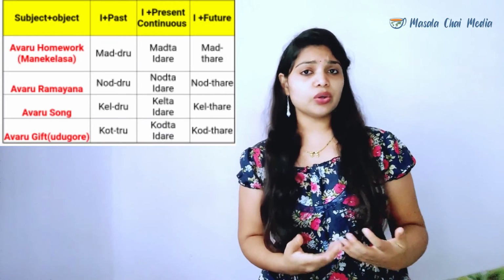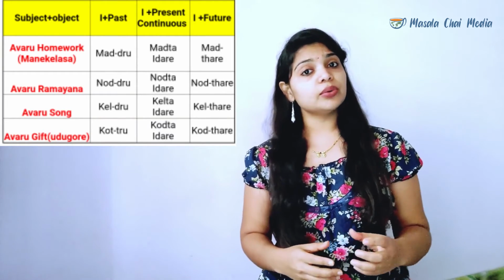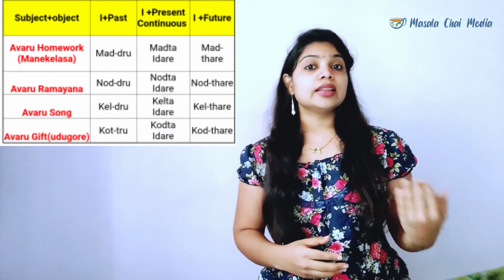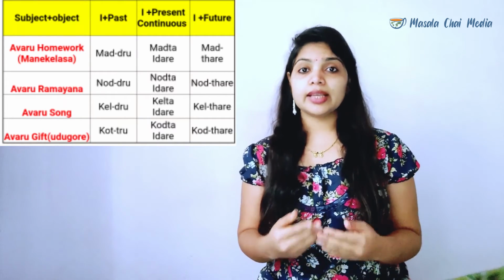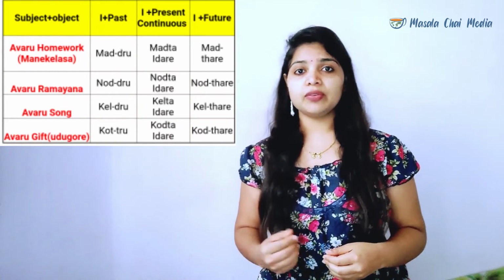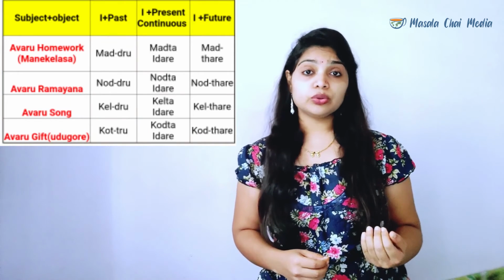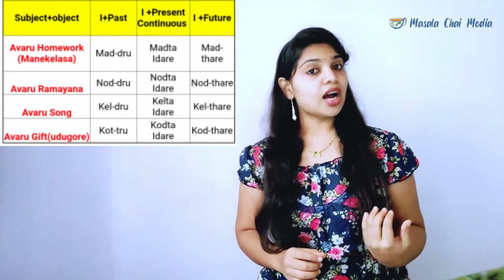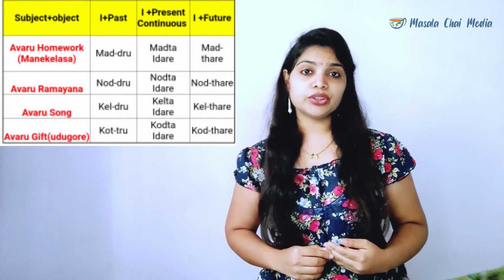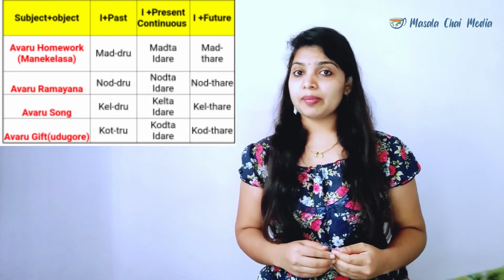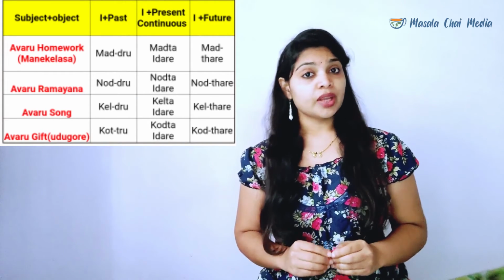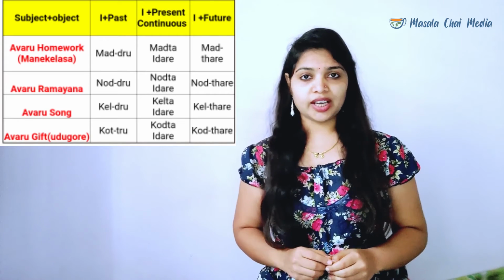Now, how do we use the word nodu? Nodu is see or watch. Let's say they watched Ramayana, they are watching Ramayana, they will watch Ramayana. Avaru Ramayana nodidru. Avaru Ramayana ನೋಡ್ತಾ ಇದ್ದಾರೆ. ಅವರು ರಾಮಾಯಣ ನೋಡ್ತಾರೆ.